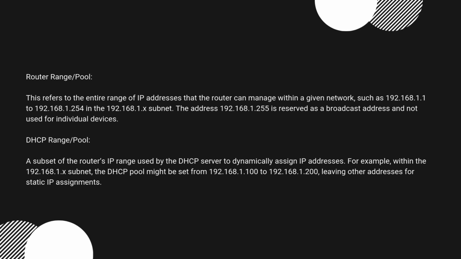DHCP range, or pool: a subset of the router's IP range used by the DHCP server to dynamically assign IP addresses. For example, within the 192.168.1.x subnet, the DHCP pool might be set from 192.168.1.100 to 192.168.1.200, leaving other addresses for static IP assignments.